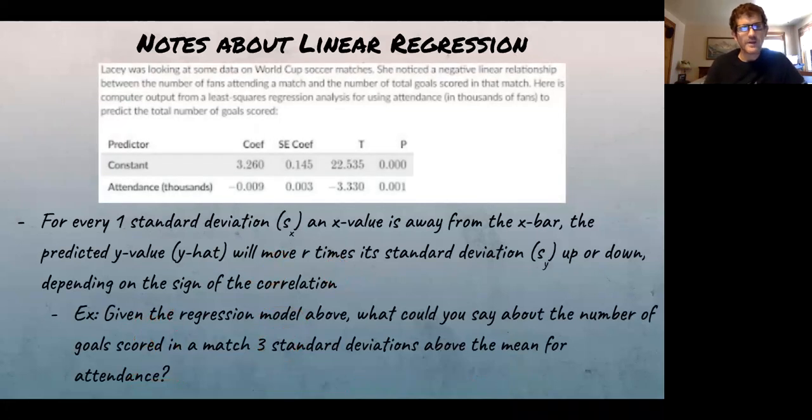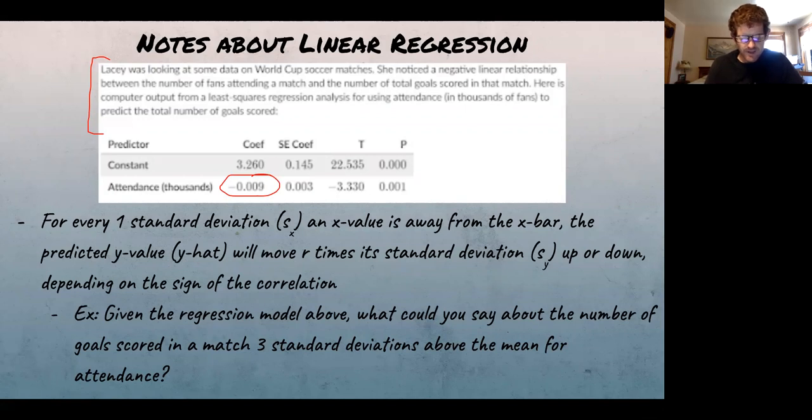Right here, this type of problem, we went over one of them in class, but I just wanted to go through another example real quick. For every one standard deviation an x value is away from the x bar, the predicted y value will move r times its standard deviation up or down, depending on the sign of the correlation. There is a correlation this girl found between the attendance at a World Cup soccer match and the number of goals scored. It's not much of a slope, and it doesn't tell us the R squared, so we don't know how good the model is. But let's say it's a good predictive model.